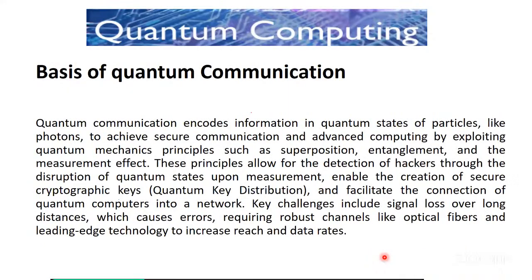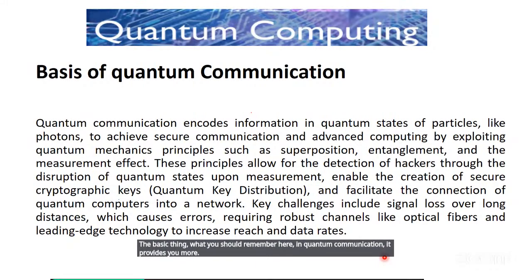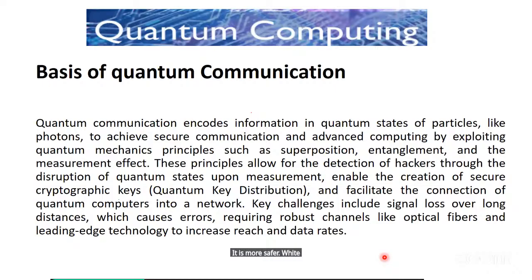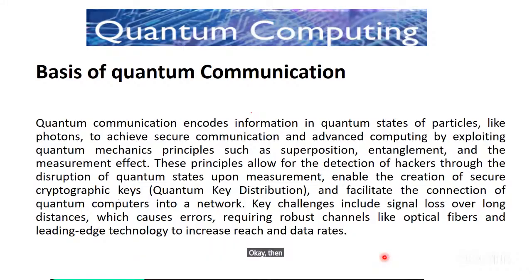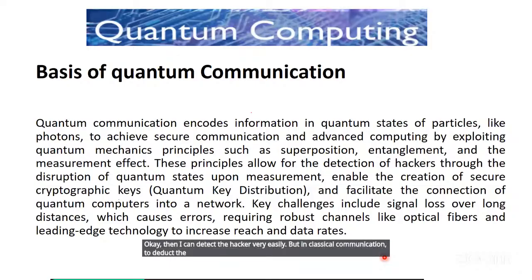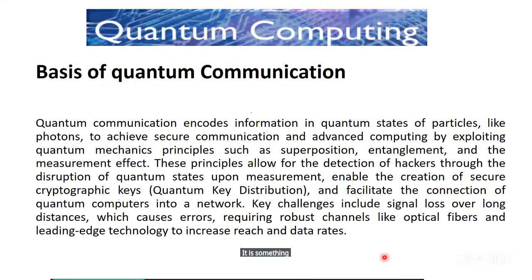So, the basic thing you should remember here is that quantum communication is more safer. Why is it more safer? Because it is supporting no cloning. It will not allow duplication of the qubits. Another thing is that as soon as a hacker tries to access your data, immediately quantum signals start changing. Then I can detect the hacker very easily. But in classical communication, detecting the hacker is very difficult. It is something deterministic, something fixed. It is very difficult to detect the hacker.